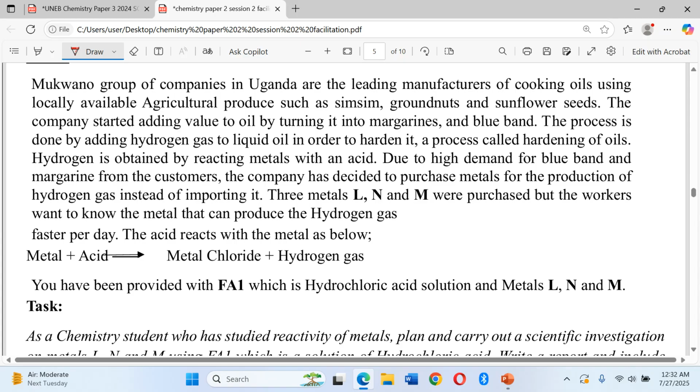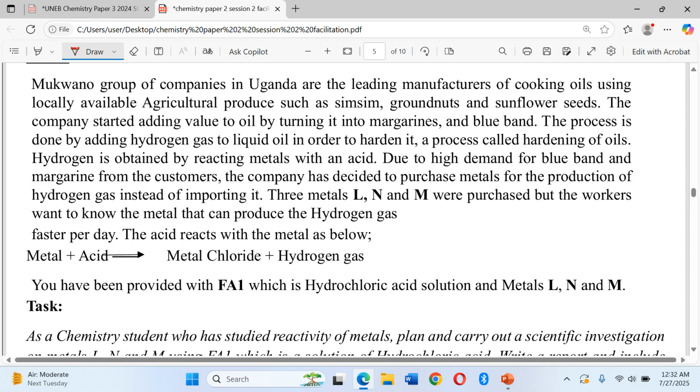Due to high demand for Blue Band and margarine from the customers, the company has decided to purchase metals for the production of hydrogen gas instead of importing it. Three metals, L, N, and M, were purchased, but the workers want to know the metal that can produce the hydrogen gas faster per day. The acid reacts with metal as below: metal reacts with an acid to form metal chloride and hydrogen gas.